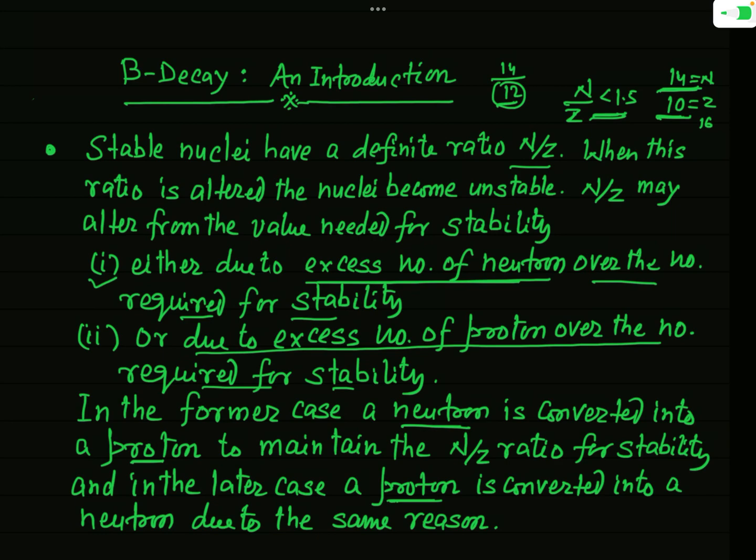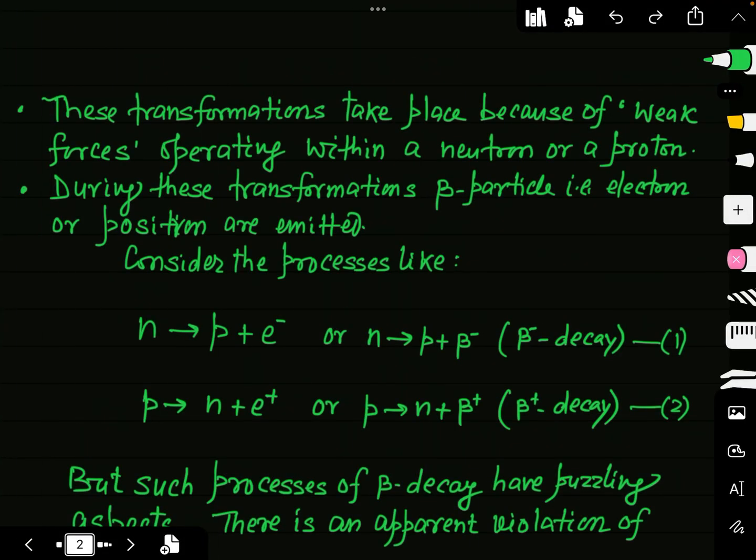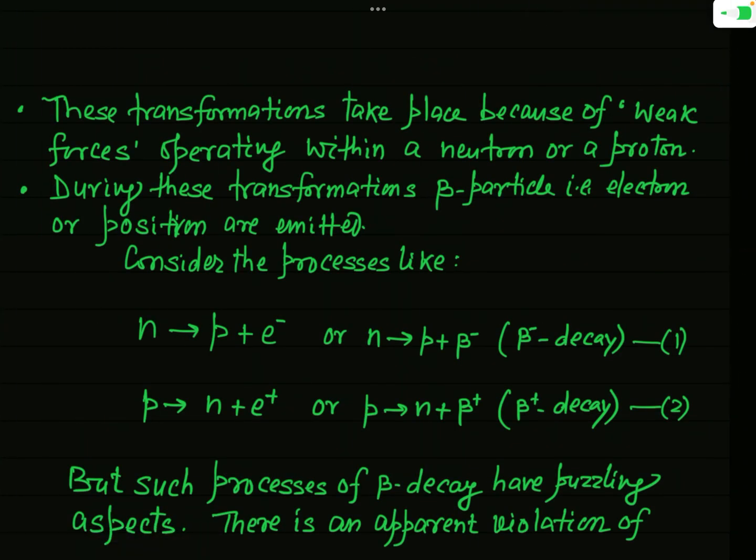Actually, in these two processes, when neutron is converted into proton and proton is converted into neutron, you will see that a particle will be emitted, and that particle is called beta particle. In fact, this beta particle will be of two types, that is negatively charged beta particle and positively charged beta particle. You can see this here.